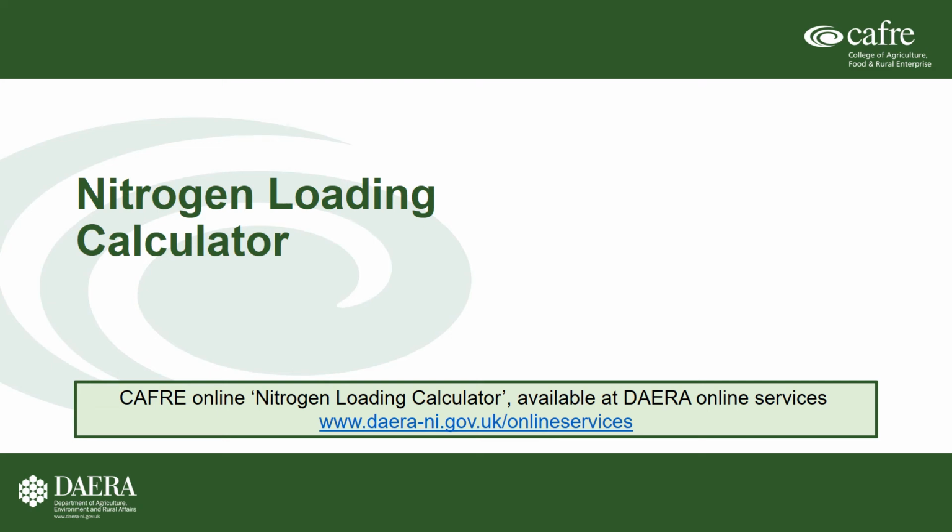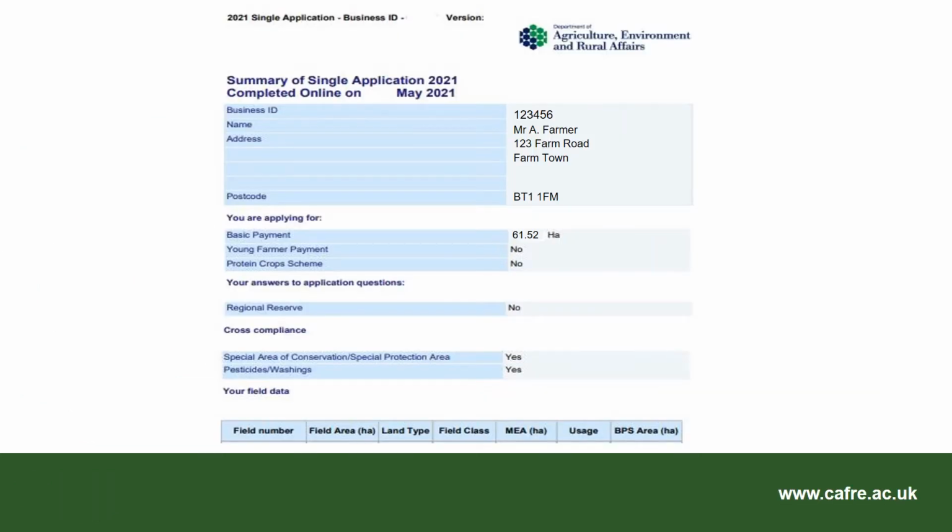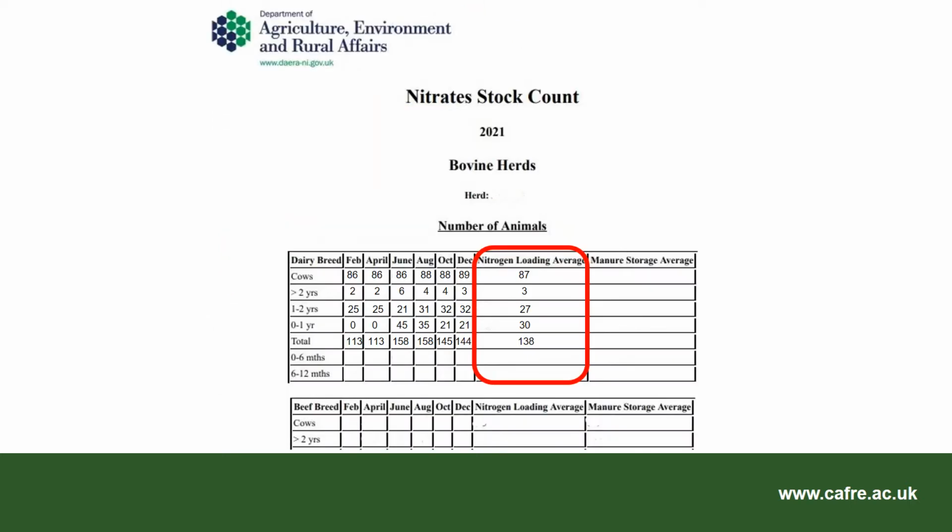Welcome to a help video for the DAERA Online Services calf-free nitrogen loading calculator. To complete the nitrogen loading calculator, you will require a copy of your single application form. And for cattle enterprises, you will require a copy of your nitrate stock count available on APHIS Online.